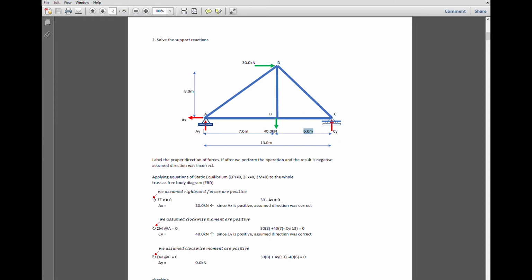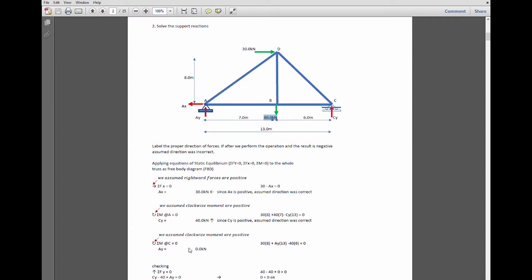Then, itong AY na ito guys, it will rotate in a clockwise direction. With respect to point C, moment arm is 13. Pansinin natin itong first term na equation, yung 30 clockwise, positive. Yung AY clockwise, positive din. Then yung third term na equation, yung 40. Counterclockwise siya with respect to point C. Okay, so from this equation, we can be able to solve for AY and that is equal to 0.